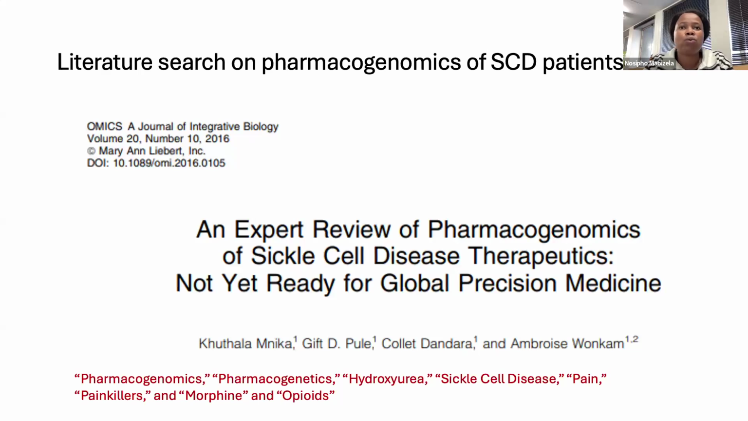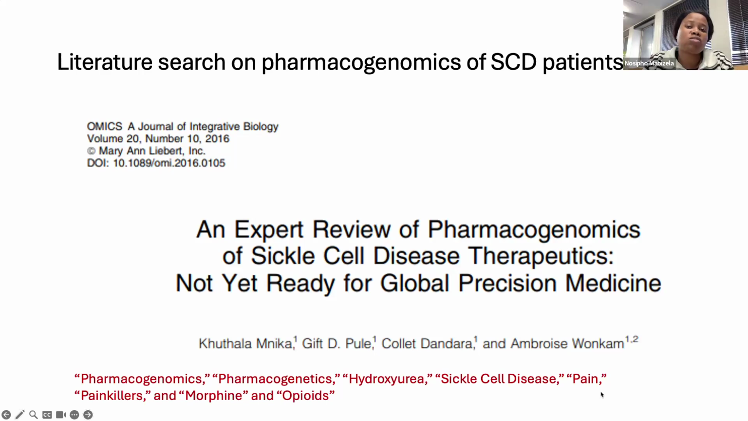When we were doing the literature review, we wanted to see what has been done in pharmacogenomics, specifically for sickle cell disease, not only for hydroxyurea, but for other therapeutics that are used for sickle cell disease. And then we came up with the title that says "Not Yet Ready for Global Precision Medicine," because we saw that there's limited data, regardless of where you are in a country, in pharmacogenomics for sickle cell disease. Our key terms that we used are the ones that are highlighted in red.